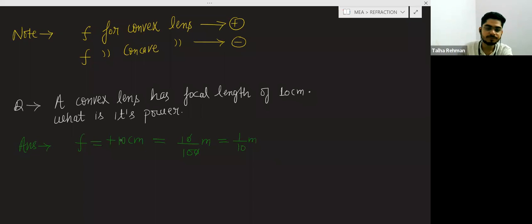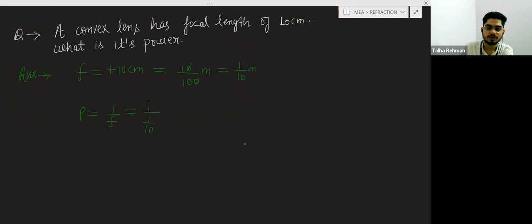Now what is the power? Power is given by 1 upon focal length in meter. So 1 upon focal length in meter. This is the focal length, 1 by 10. So what will be the answer? This 10 will be in the numerator. So your power will be plus 10 diopter. Diopter is represented by capital D.